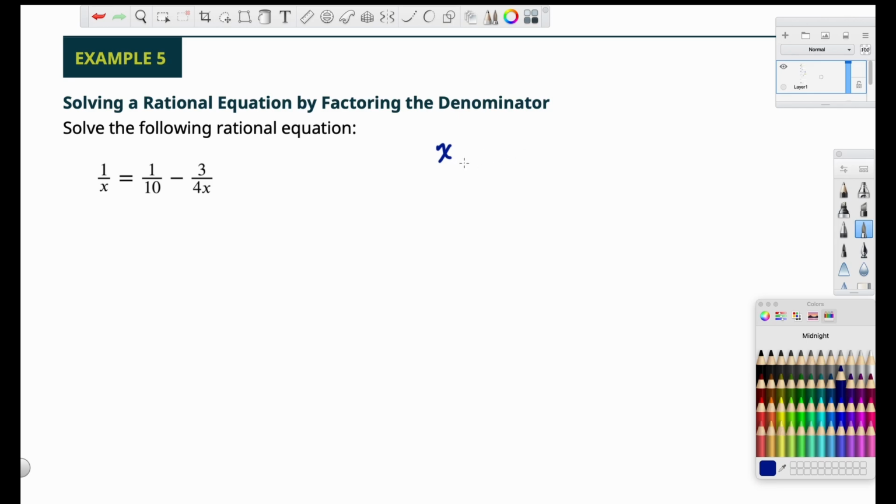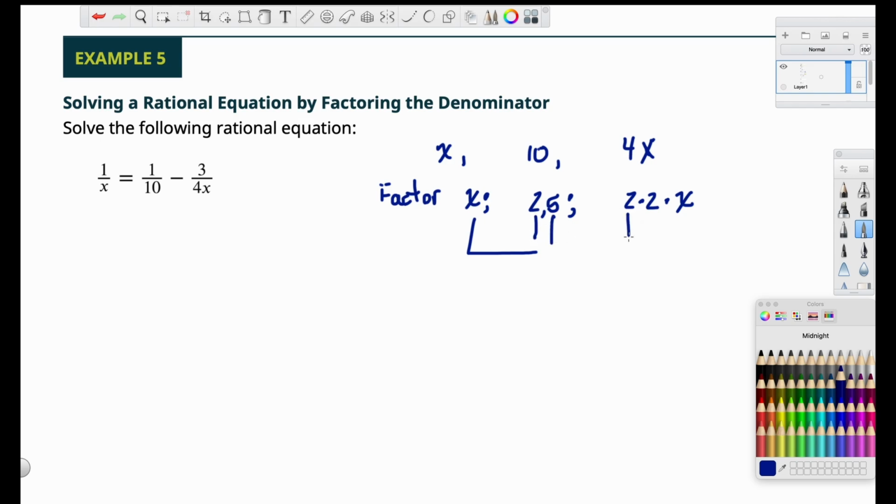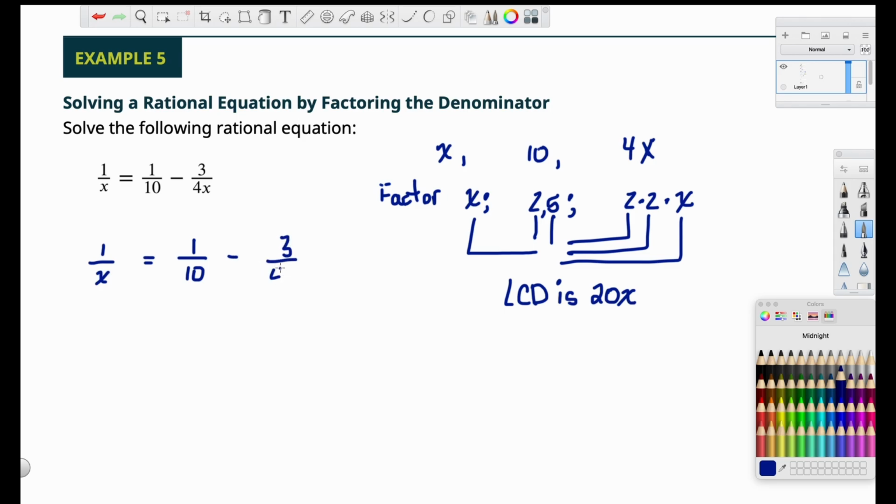Solve a rational equation by factoring the denominator. Okay, so I have 10 and 4x. I'm trying to find the LCD here, and sometimes factoring can help us find all the parts. So I know I need an x, I need a 2 and a 5 factor, and I have two 2's here and an x. So I'm going to need two 2's, a 5, and an x. In other words, I need 20x. So I'll rewrite our equation here, and we're going to multiply by 20x through everything.